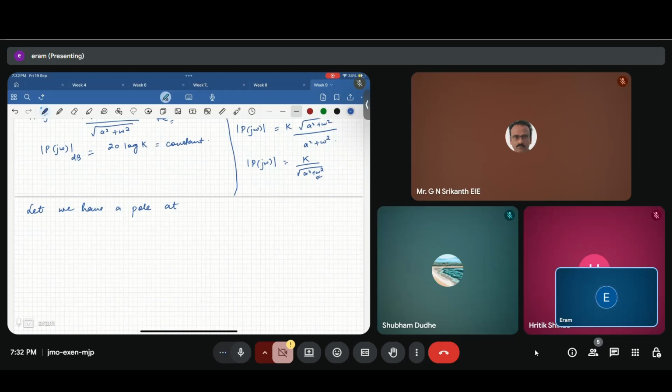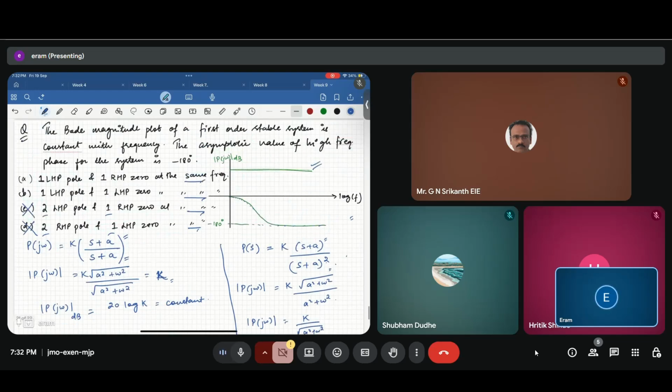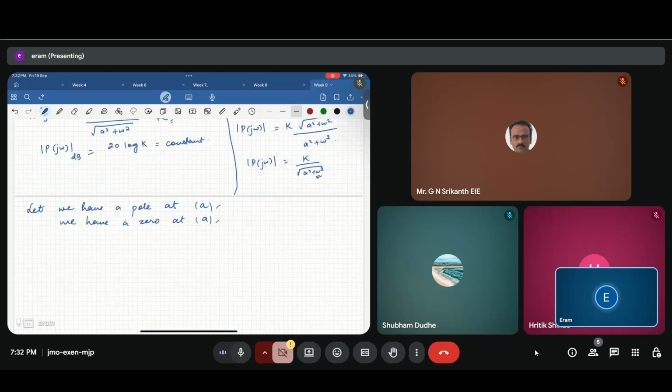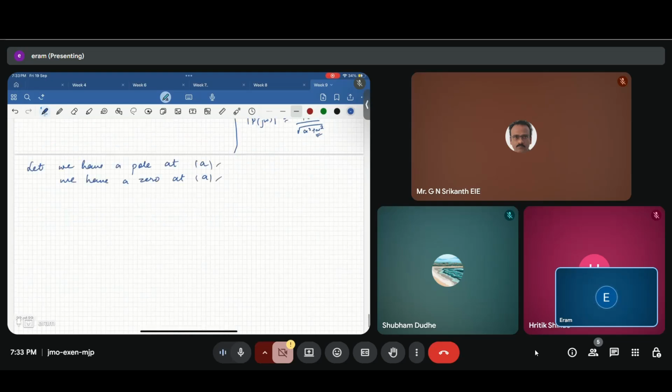at some point, let's call it a, which can be positive or negative, so that means we can have something in LHP or something in RHP. And let's say we have a zero at a only because we are given the same frequency, so the location will be same, but it can either be LHP or RHP. So let's say we have a pole at a and a zero at a. And we don't know what the plus or minus sign is.